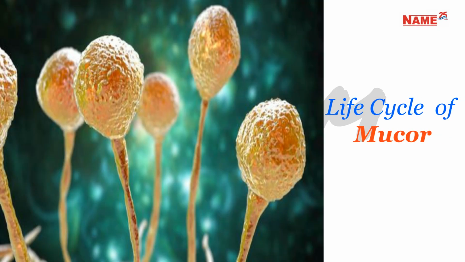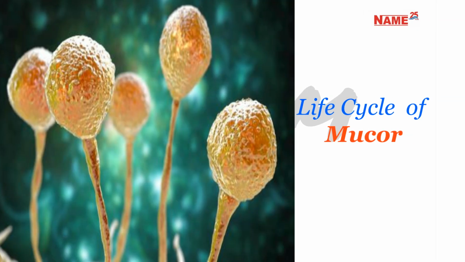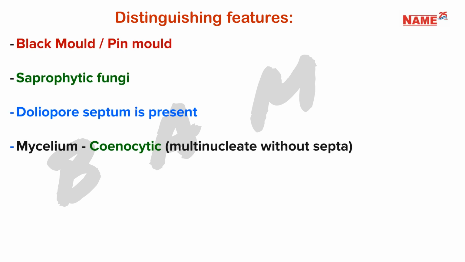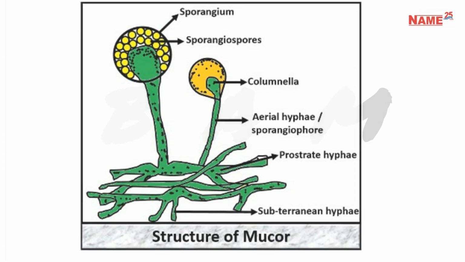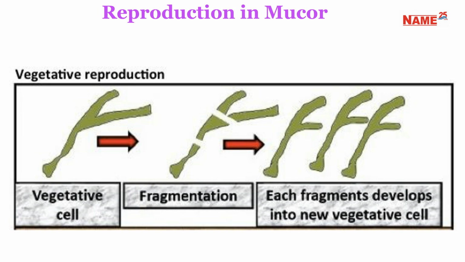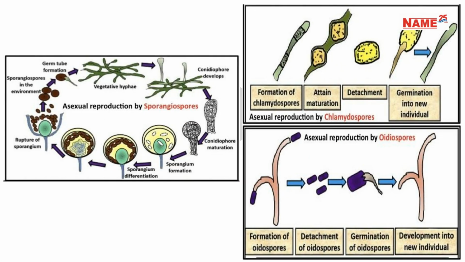We will now examine the life cycle of Mucor, a type of fungus. Mucor, known as black mold or pin mold, is a saprophytic fungus. It features a coenocytic mycelium, which means it is multinucleate without septa. This image provides a closer look at the Mucor fungus. Reproduction in Mucor is next, highlighting the different methods used by this fungus. This slide displays the asexual and sexual reproduction processes in Mucor.